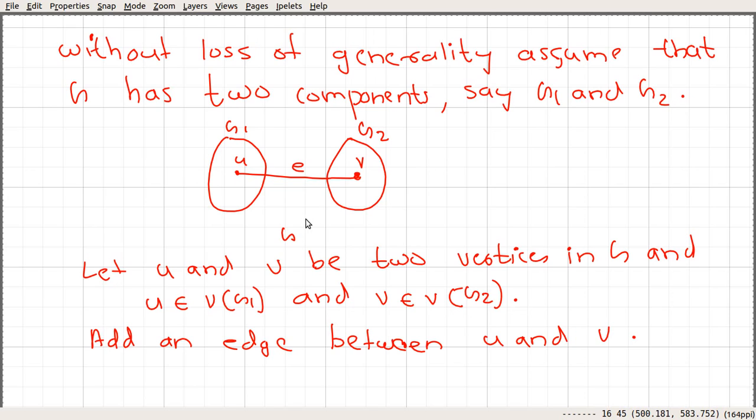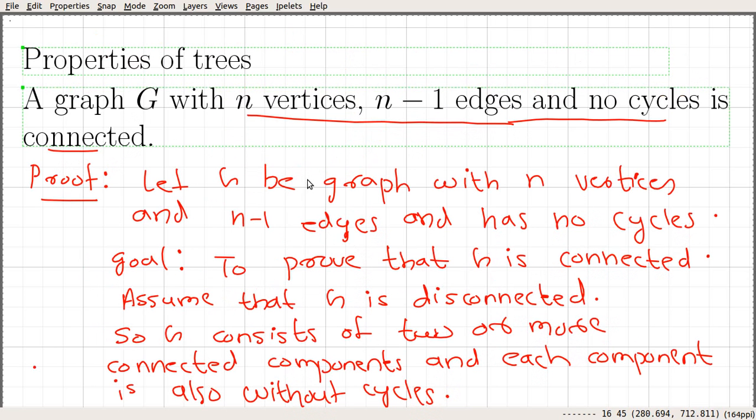Here we can see that since there is no path between u and v in our original graph, now the graph is connected, and we added one more edge here. We started with n vertices and n minus 1 edges. So we added one more edge, and the number of edges in the newly constructed graph is n. Let's see what is going to happen there. And again, each connected component doesn't have any cycle.